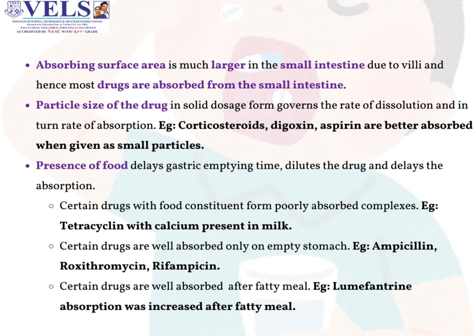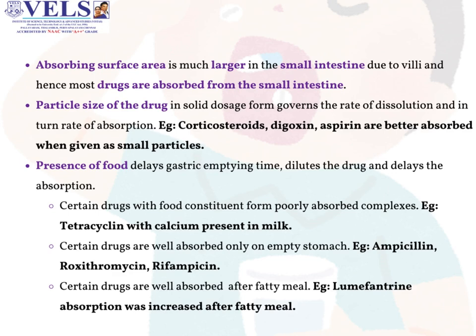The particle size of the drug plays a major role in the absorption process because of the rate of dissolution. For example, corticosteroids, digoxin and aspirin are easily absorbed when they are given as smaller particles. The presence of food in the stomach also delays the gastric emptying time, which also delays the absorption rate.